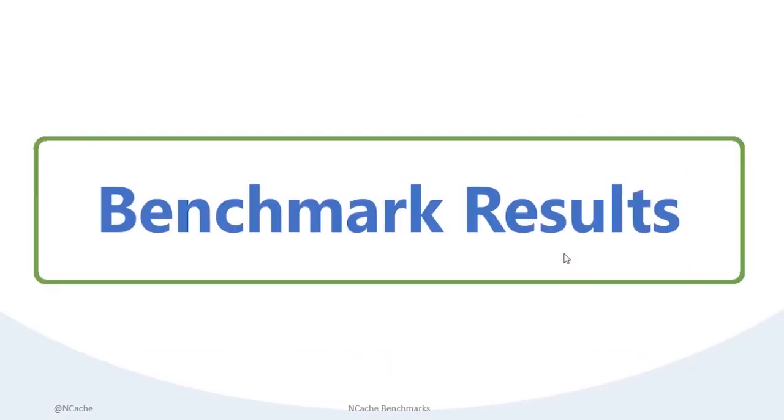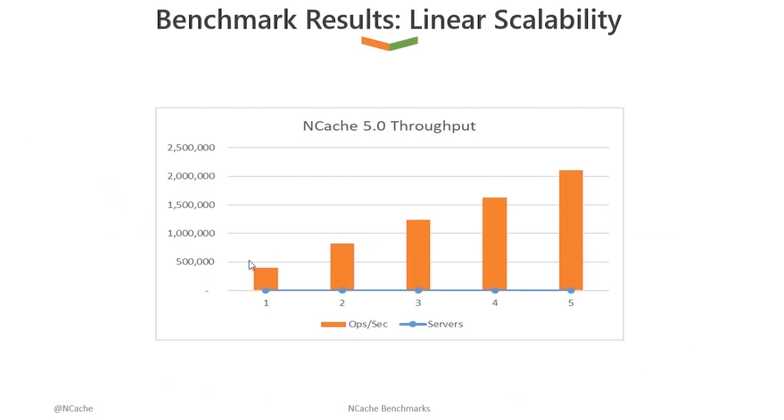So let's review our scalability numbers. By increasing the number of servers, you can see NCache scales out in a pretty linear fashion. With 5 NCache servers, we were able to achieve 2 million requests per second. And you can add more and more servers, and this trend would be further linear, where more servers mean more request handling capacity out of NCache. This brings us towards the end of our video.